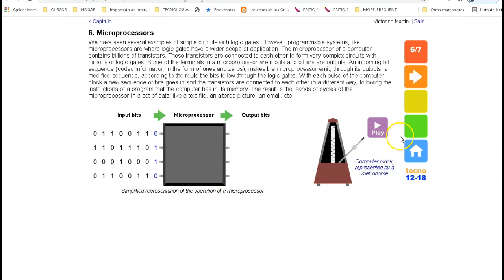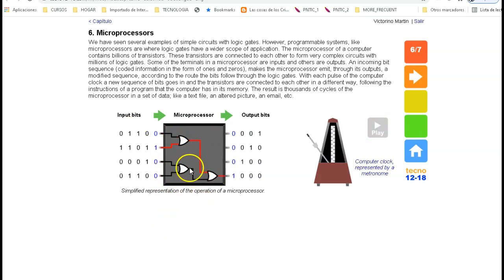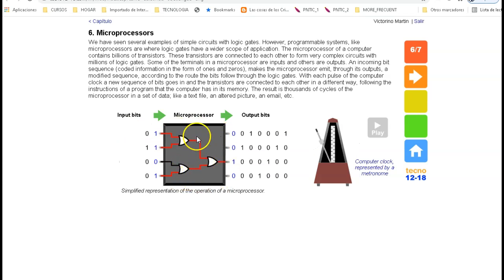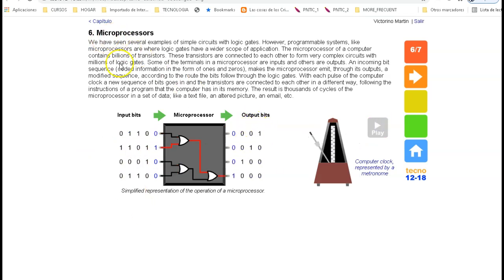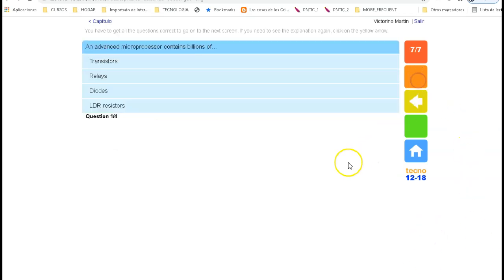And this one, microprocessors. The only thing that you need to understand here is that microprocessors, the ones that we use, for example, in a computer, have inputs and provide different outputs. Here you have the train of inputs, and depending on the input train, you have a different output train. This is how microprocessors work, the microprocessors in our computers.